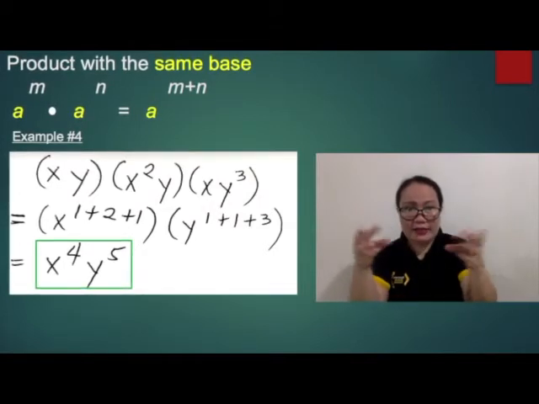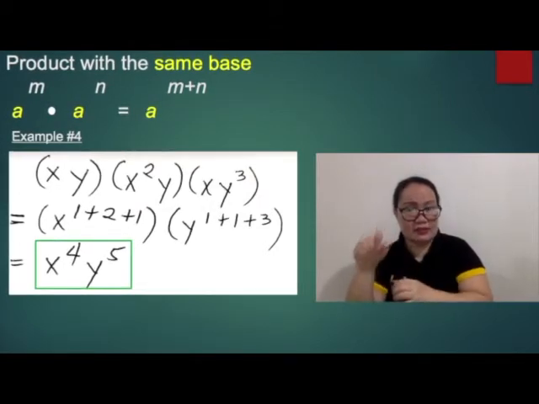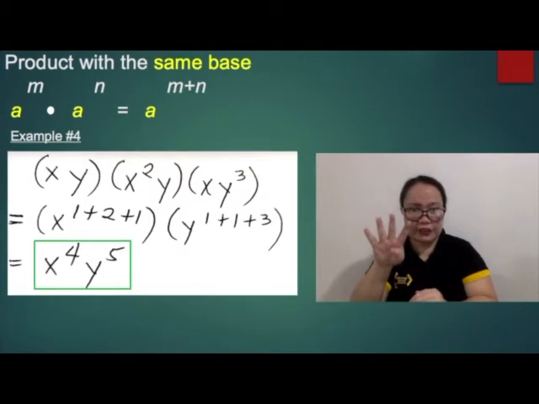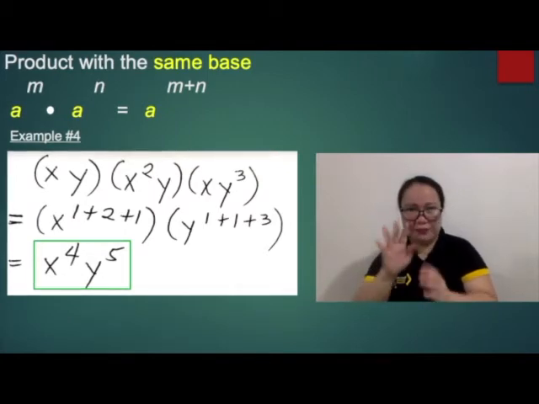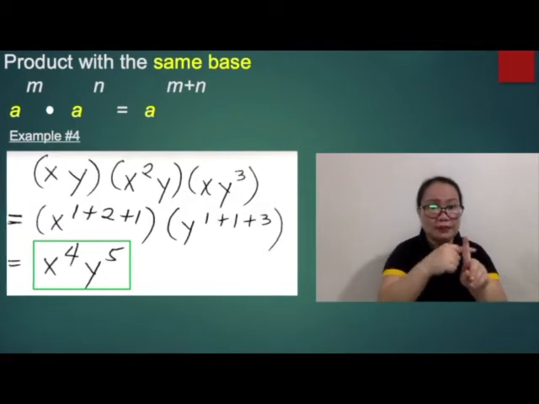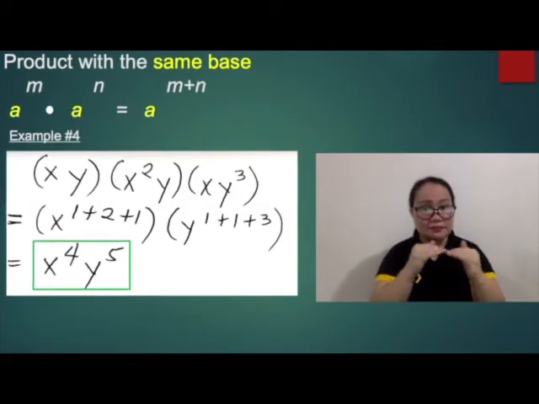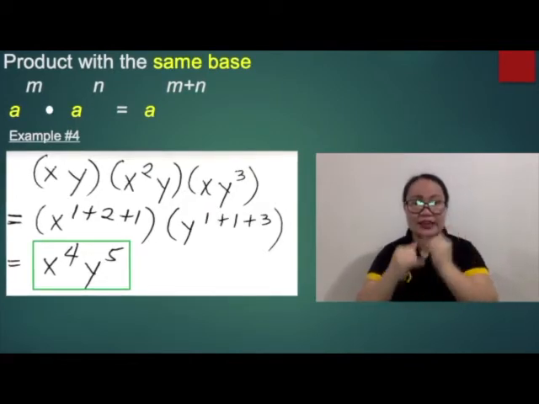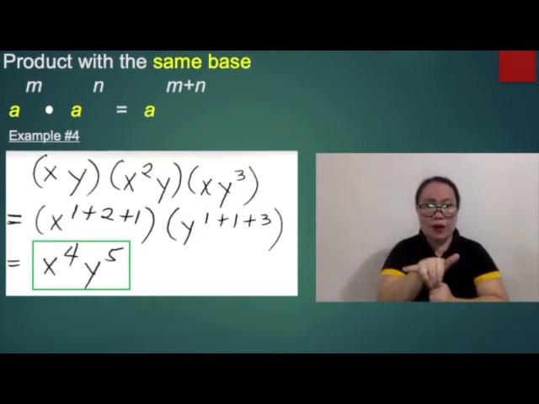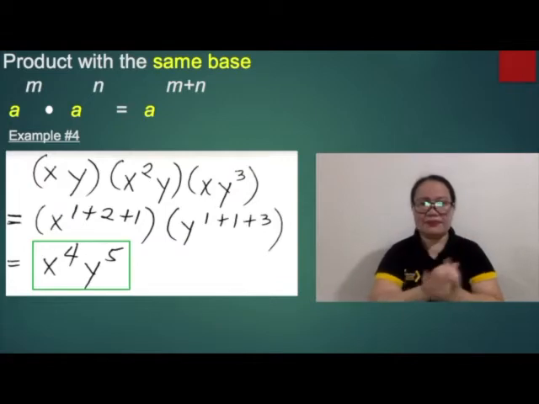So add up all the exponents of x. So 1 plus 2 plus 1 is equal to 4. So x to the power of 4. And then for y, add 1 plus 1 plus 3 equals 5. So the final answer is x raised to the power of 4, y raised to the power of 5. Okay.